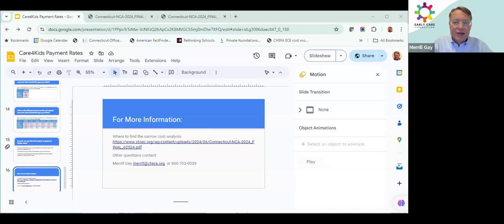Let me just stop my share because I think I'm sharing something that looks pretty weird here. Why can't I get to? Oh, Meryl, it actually. There we go. Okay, never mind. Okay, I stopped the share.